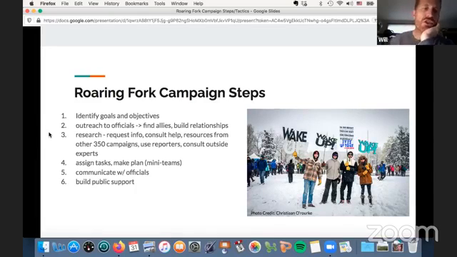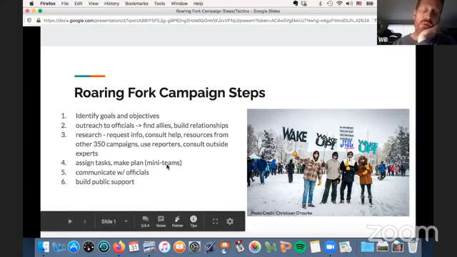Third step is research, which you ask for the info from the towns and cities, but then there's all kinds of resources from other 350 groups, other 350 campaigns, other environmental and human rights groups have already done a lot of homework on where banks are and where their money is. And fourth step is assigning tasks and making a plan.